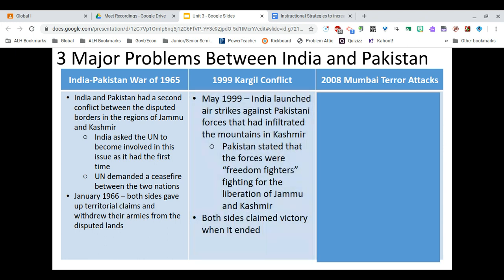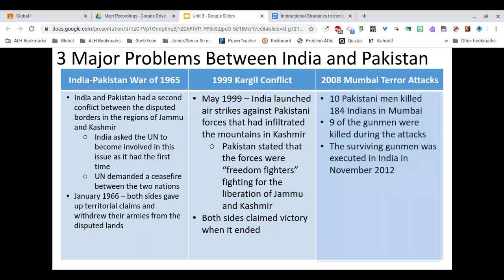In 1999, you have the Kargil conflict. And this is when India is going to launch airstrikes against Pakistani forces that infiltrate the mountains in Kashmir. And Pakistan said these forces are freedom fighters. They're trying to liberate Jammu and Kashmir. And both sides are claiming victory. But as we've seen historically in the past, it's very hard for two groups to both say that they won.